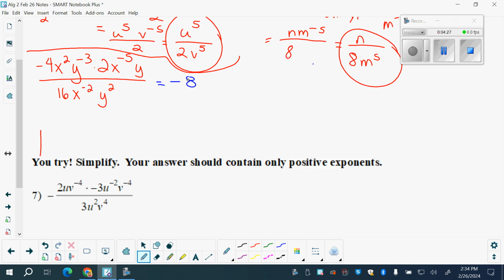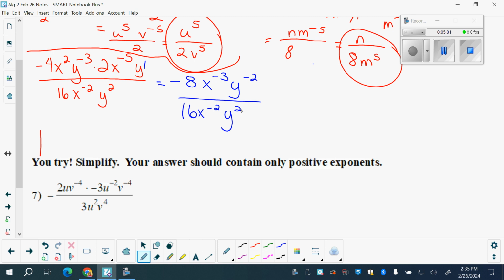Add them. So 2 minus 5 would be -3, just adding the 2 plus the -5. And then we have a -3 plus 1, which is, what's -3 plus 1? +2 or -2? -2. And then we leave the bottom 16, x -2, y2.